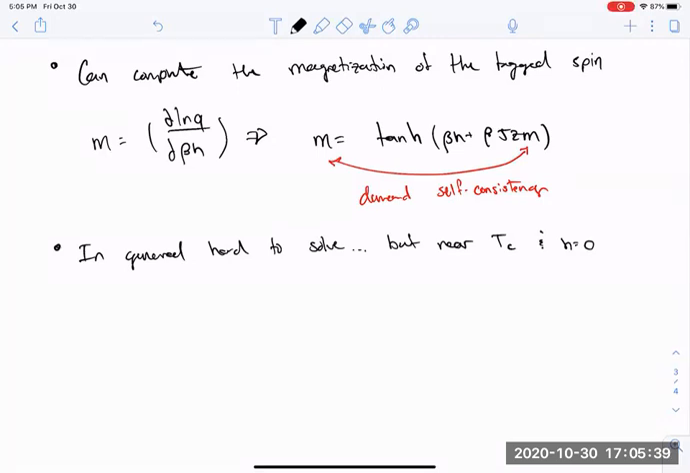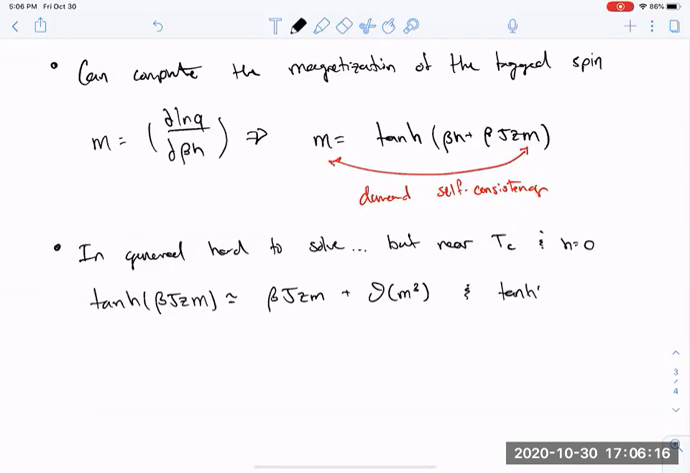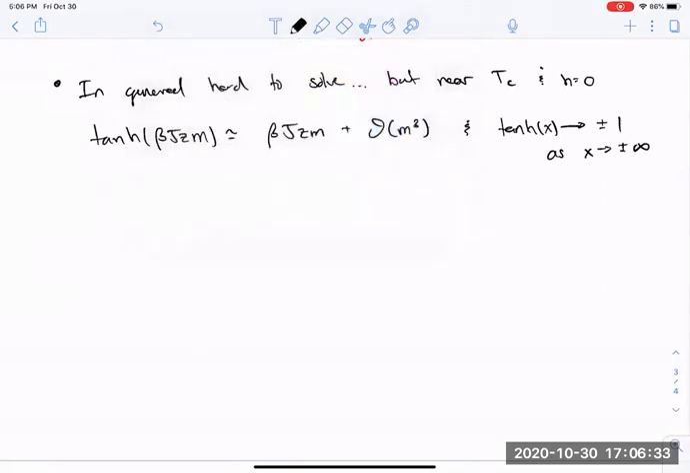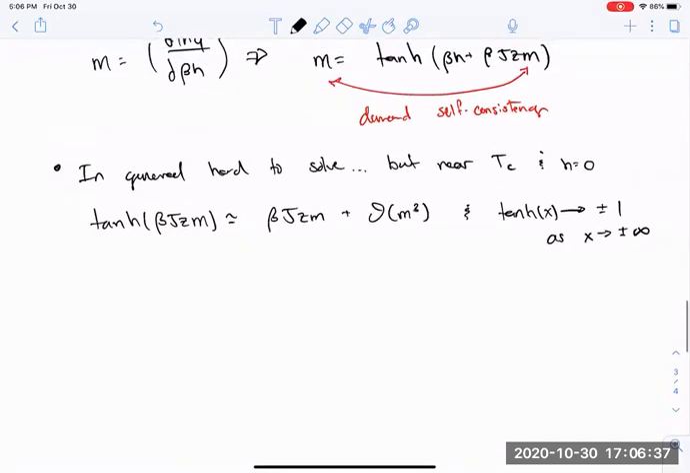So near Tc, and for h equal to 0, we expect the value of the magnetization to be small, in which case the hyperbolic tangent of beta J z m can be approximated to first order in m as beta J z m. Hyperbolic tangent is a strictly odd function, so that's good up to m to the third. Noting that initial slope for small m, and that hyperbolic tangent of x goes to plus or minus 1 as x goes to plus or minus infinity, we have enough information to understand that there are two classes of solution for this transcendental equation.